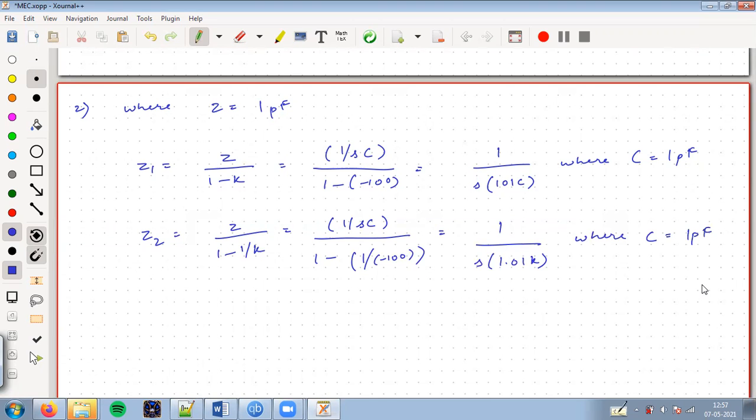You can substitute the value of C, but the value of Z1 which you get will be in terms of S. And if you exactly want to know what capacitance is used, then you can write Z1 as 1 by SC1 equals 1 by S into 101C. So from this, I will know that C1 is actually 101 picofarad.